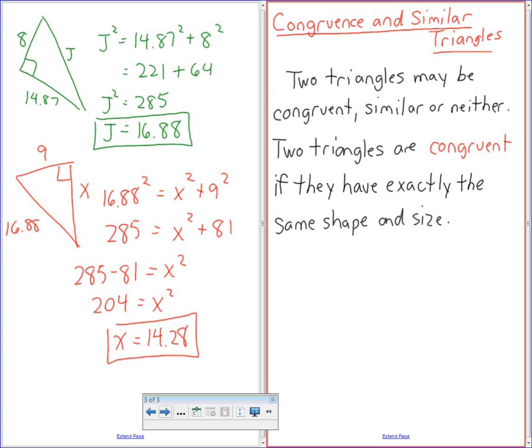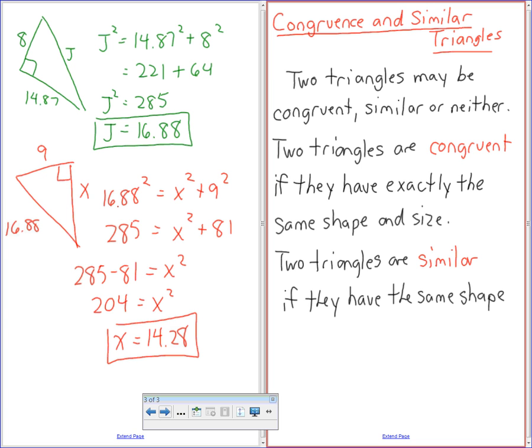Two triangles are similar if they have the same shape and a different size. I'm going to put in bracket models.